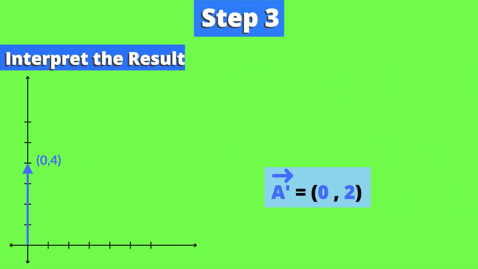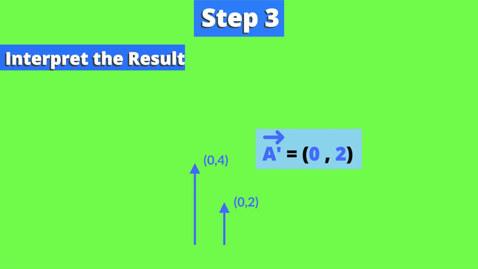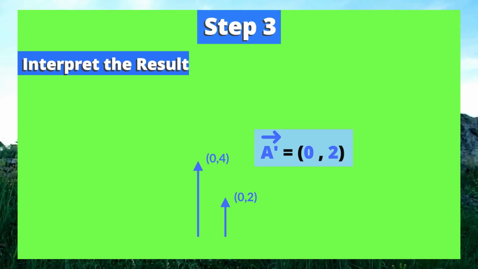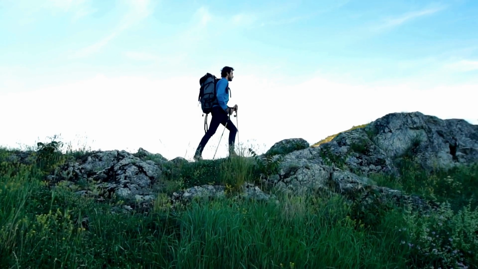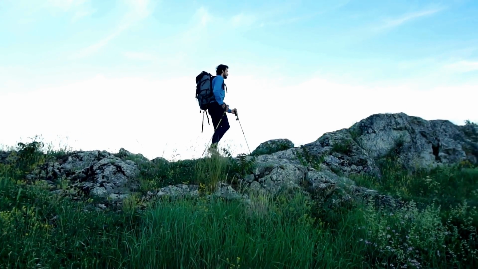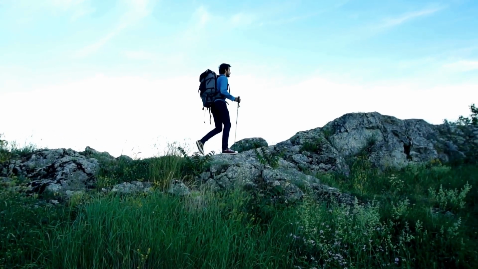Step 3. Interpret the results. The new vector equals 0, 2. Means you're now traveling 2 miles per hour uphill, half your original speed. Why it's helpful? Scalar multiplication helps us model how external factors like terrain or effort affect motion without changing direction.